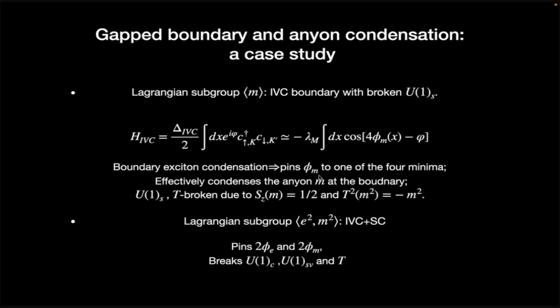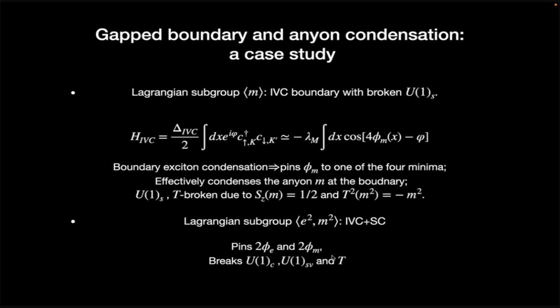And since the M particle has non-trivial spin and time reversal symmetry action, at this M condensed boundary both U(1)_s and T are broken. There's also a third choice, the Lagrangian subgroup generated by E squared and M squared. So this is a boundary that is both intervalley coherent and also superconducting. This condensation pins the fields 2 phi_E and 2 phi_M. phi_E and phi_M are not mutually local, so they cannot be pinned to given values, but 2 phi_E and 2 phi_M can be pinned to a fixed value. And so this boundary breaks all the symmetry.